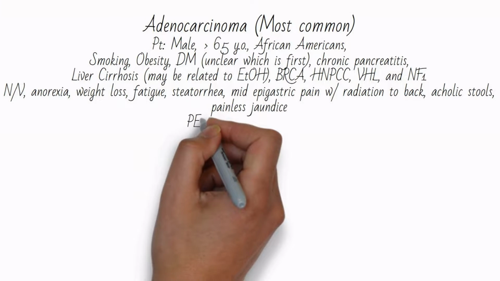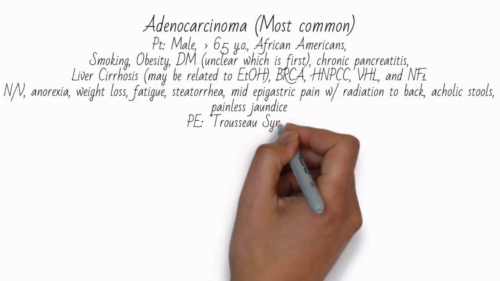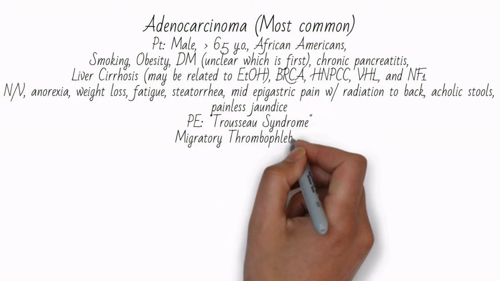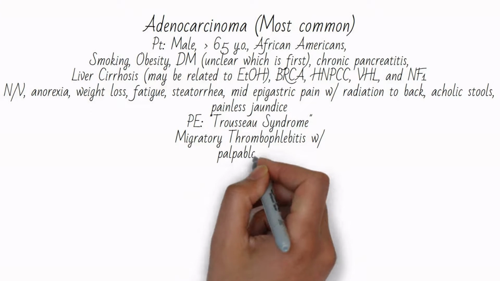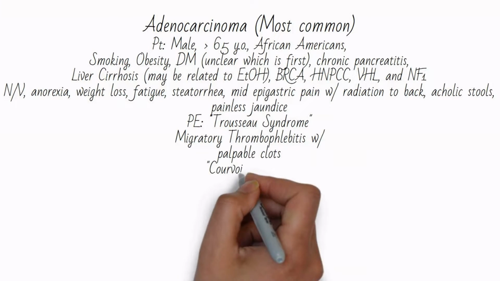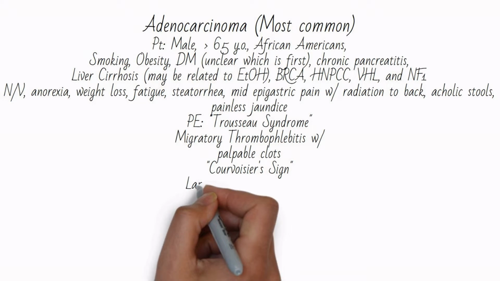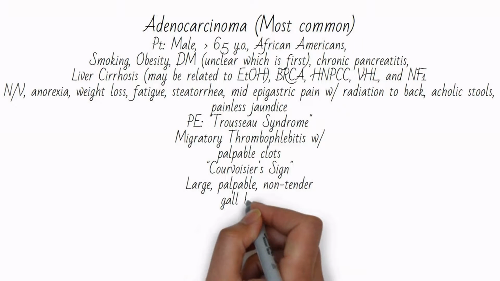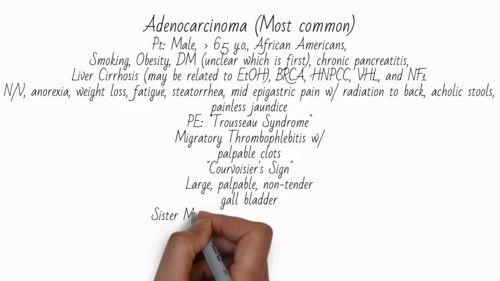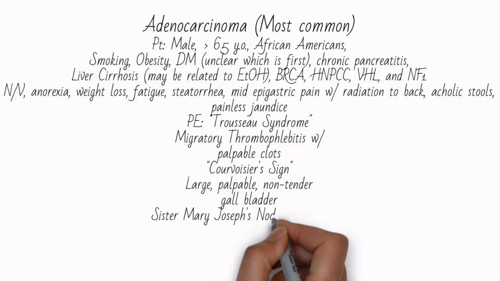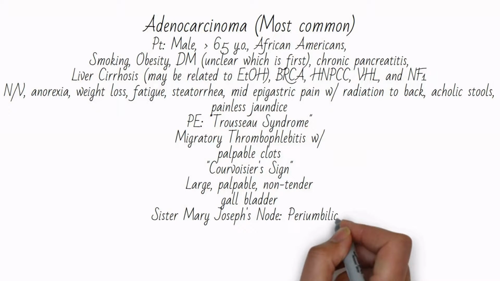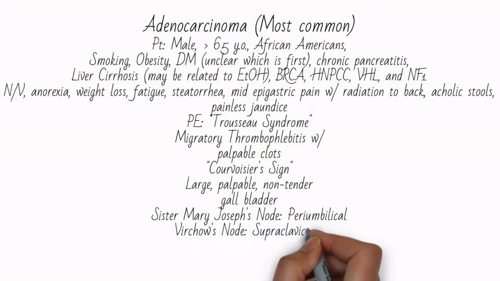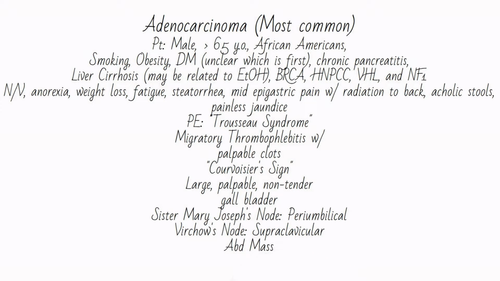On exam, you may see Trousseau's syndrome, which is a migratory thrombophlebitis that causes palpable clots, or Courvoisier's sign, which is a large, palpable, non-tender gallbladder. Courvoisier's law states that a palpable gallbladder with painless jaundice is a malignancy until proven otherwise. You may also palpate a Virchow's node, which is supraclavicular, or Sister Mary Joseph's node, which is periumbilical. Of course, as with any abdominal malignancy, there is a chance there may be an abdominal mass.